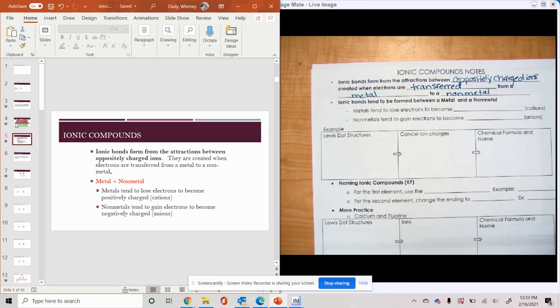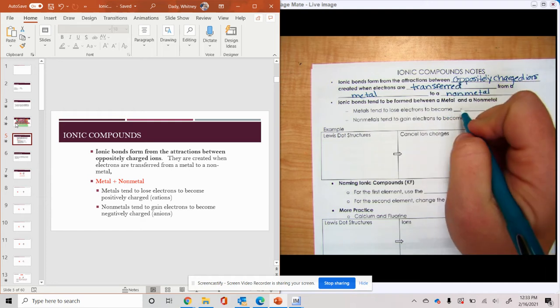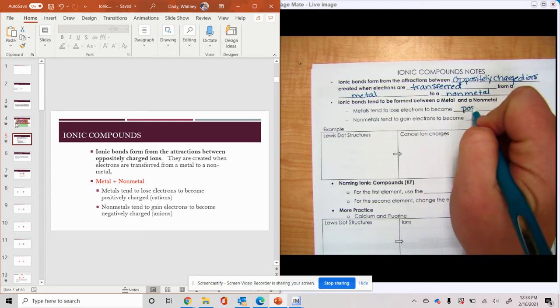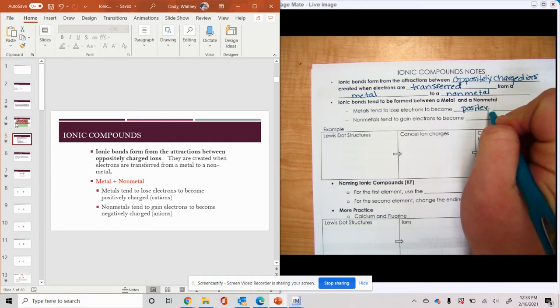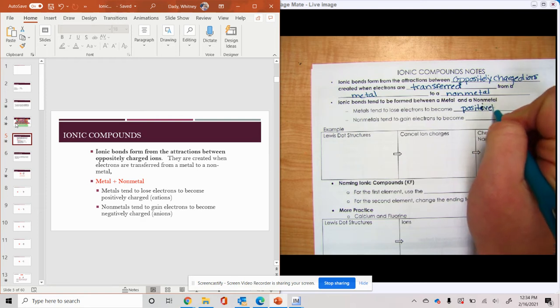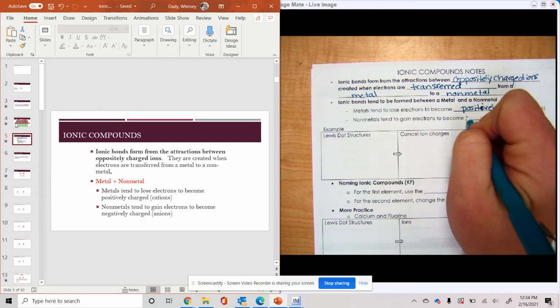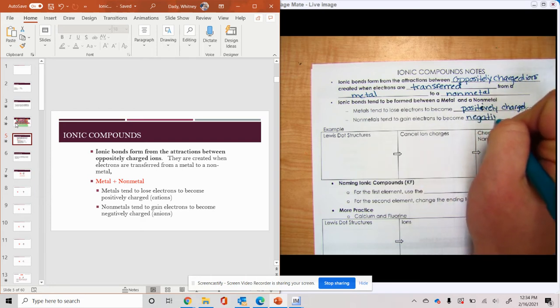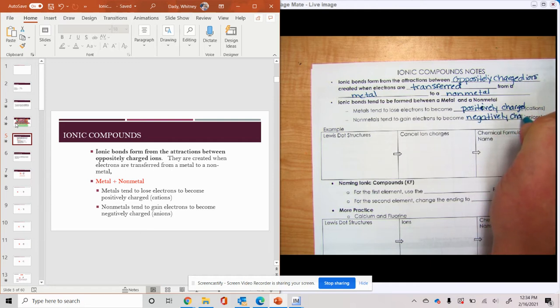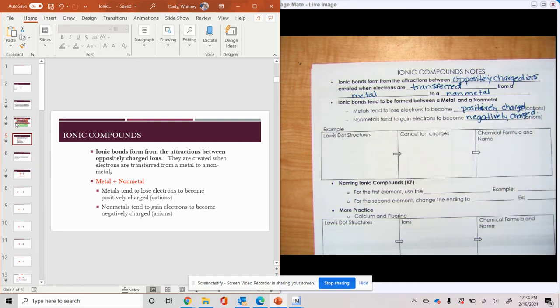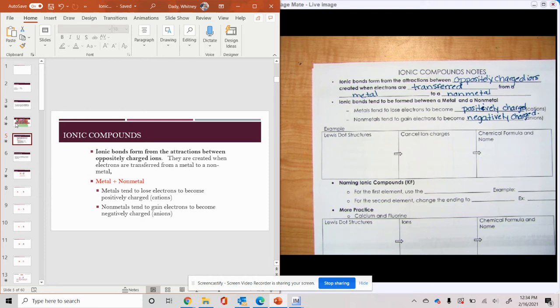All right. And then this goes back to our problem of the day. Metals tend to lose electrons to become positively charged. And nonmetals tend to gain electrons to become negatively charged. And remember, the other terms we've talked about were cations and anions. Okay, and so we're going to look at an example of this.